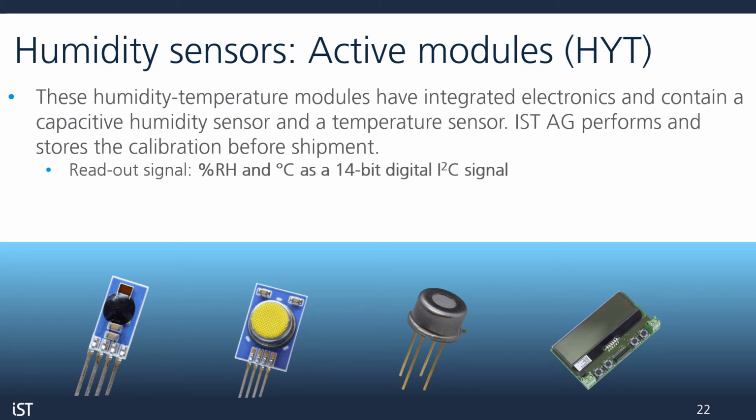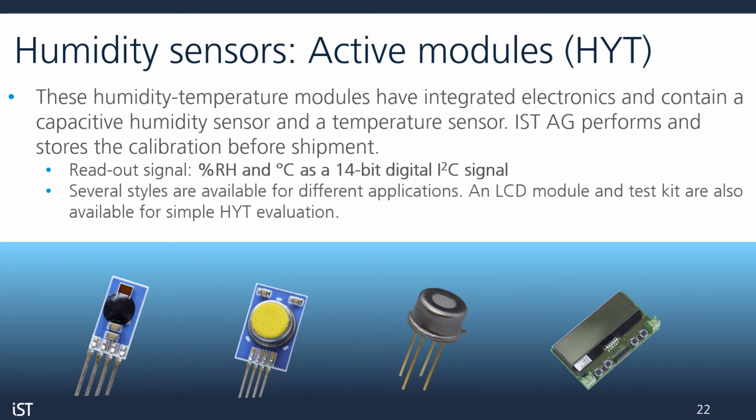The readout signal here is %RH and degrees C as a 14-bit digital I²C signal. As you can see below, there are several models to choose from, all suitable for different applications. On the right, we have our LCD module, which is useful for simple evaluation of the HYTs and easy integration with customer electronics.